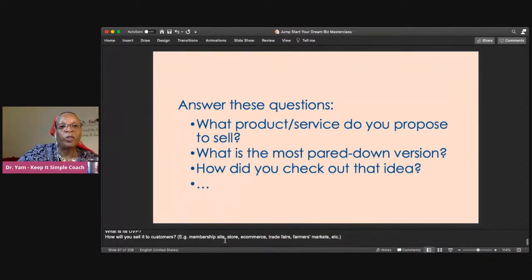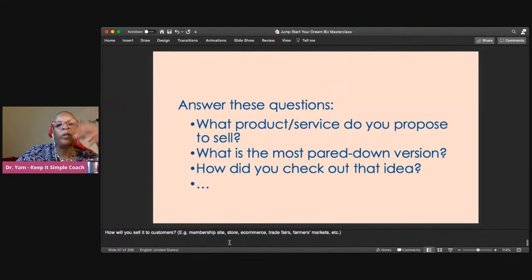And then how are you going to sell it? Is it going to be a store, an e-commerce? Is it going to be a membership site? Is it going to be at a farmer's market or trade fairs? Where is this product going to show up? Those are the things you want to be mindful of.